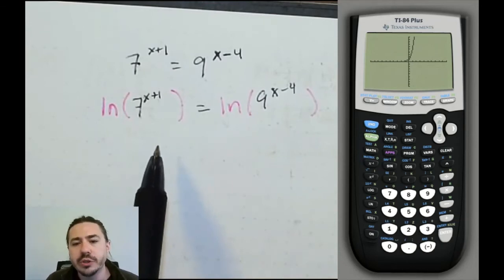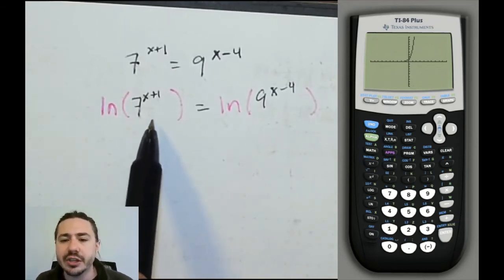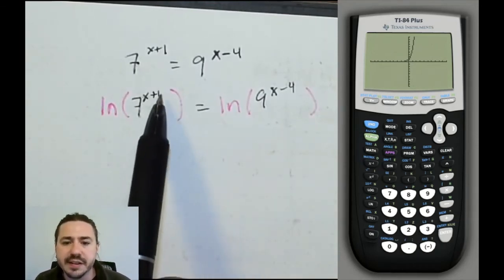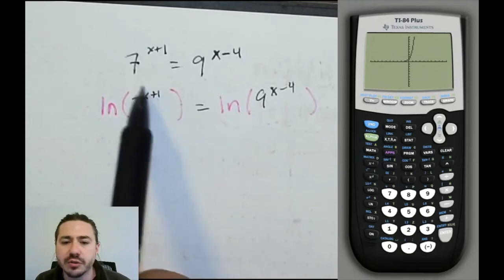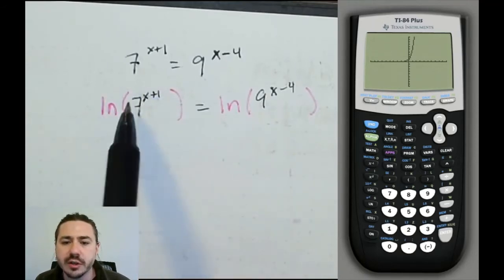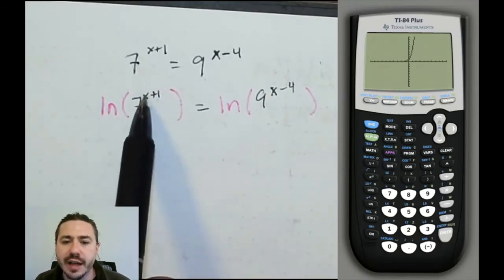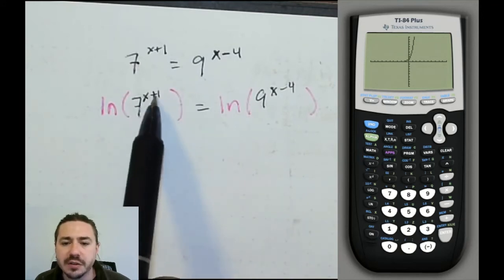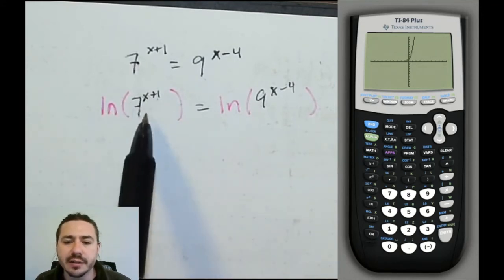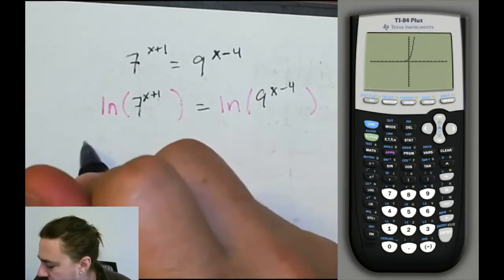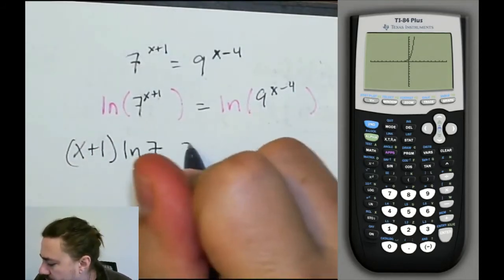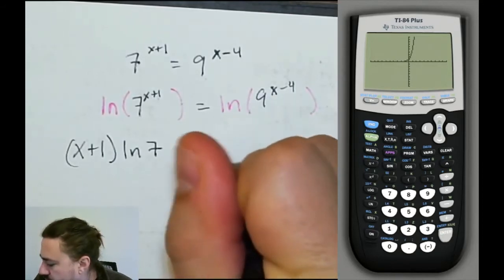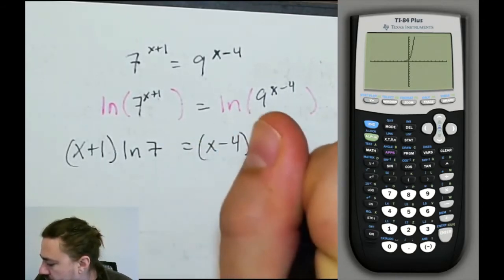Once you do that, you can take advantage of the logarithm properties, specifically the power property, where you can take the power of an argument of a log function and move it over to be a coefficient. So instead of having log of 7 to the x plus 1 power, we can say it's x plus 1 times natural log of 7. So that's what we're going to do here: x plus 1 times natural log of 7 equals x minus 4 times the natural log of 9.